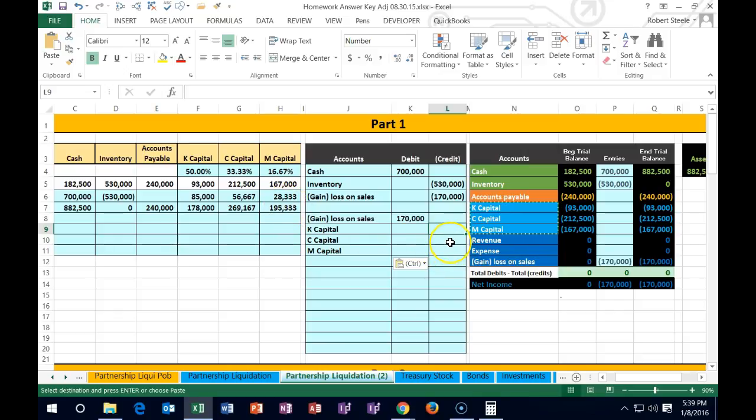I'm going to recalculate them just so we can see the calculation one more time. So the calculation would be, I'm going to say a negative to make it a credit, and then point to this 170. We need that 170 to be allocated times, in the case of K's capital account, this 50%, and enter. So it's the 170 times that 50, and then I'm going to do the same for C, negative instead of equals to make it a bracketed number, negative of this 170 times, and then I'm going to point to this 33.33 and enter.